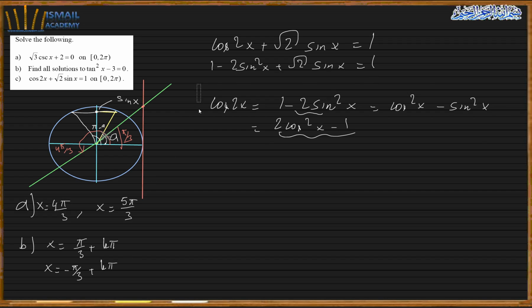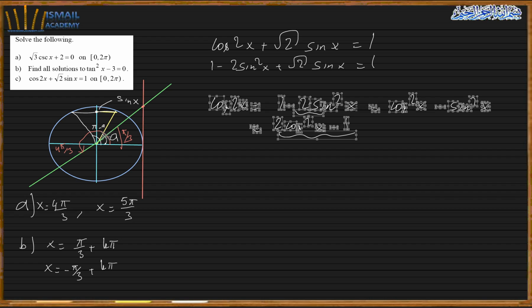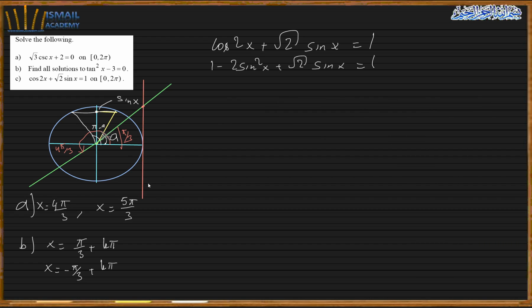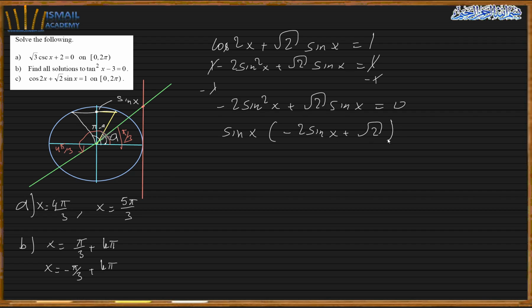So here it's like I have a quadratic equation. Let me move everything to one side. I'm going to subtract 1 here and subtract 1 here, so this one cancels out, this one cancels out. I get minus 2 sine square x plus square root of 2 sine x equals 0. I have sine as a common factor: sine x times minus 2 sine x plus square root of 2 equals 0.